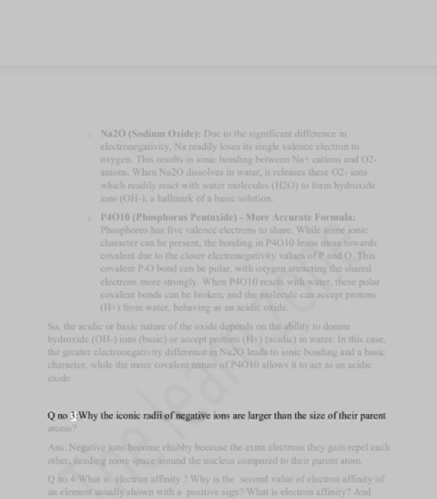Question number 3. Why the ionic radii of negative ions are larger than the size of their parent atoms? Answer. Negative ions become chubby because the extra electrons they gain repel each other, needing more space around the nucleus compared to their parent atom.